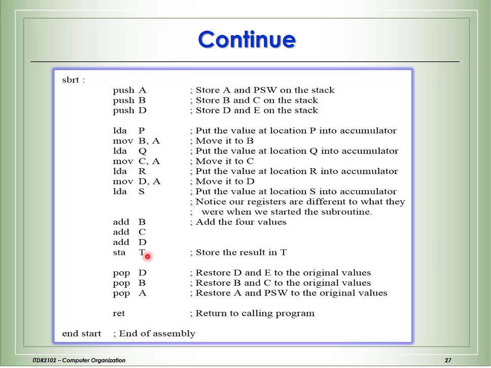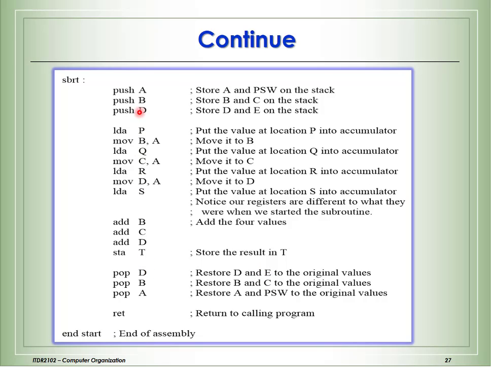Now, what is the requirement of our program? The requirement is that when we save the critical values in the beginning, we want to restore those values again before returning to the calling program. So what instruction do we use? We will use the instruction POP. The popping instruction restores our original values in D and E, B and C, and in A and also the program status, the flag registers, the original values.